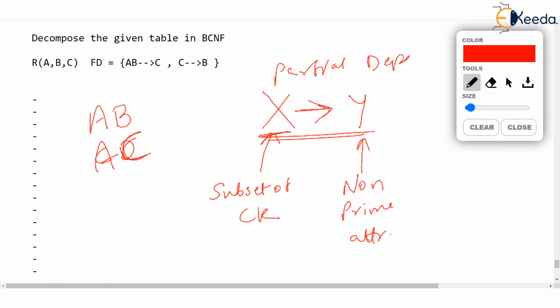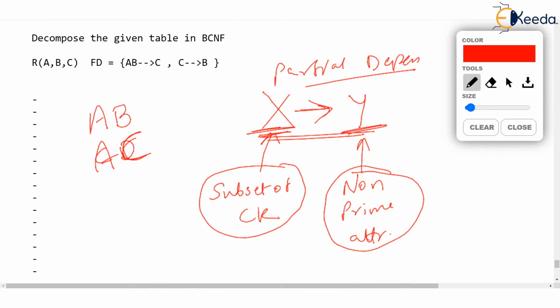I don't mind discussing a few things repeatedly. What is partial dependency? If the left-hand side is a part of the candidate key, and look at that word, and the right-hand side is a non-prime attribute. That means part of the candidate key is determining a non-prime attribute. Only then it is known as partial dependency. And if there is any such partial dependency, then the table is not in 2NF.